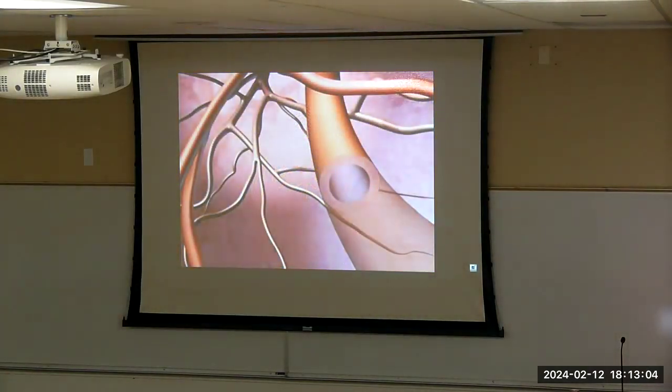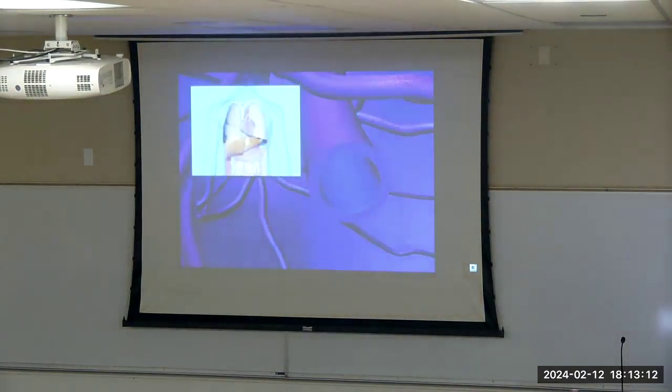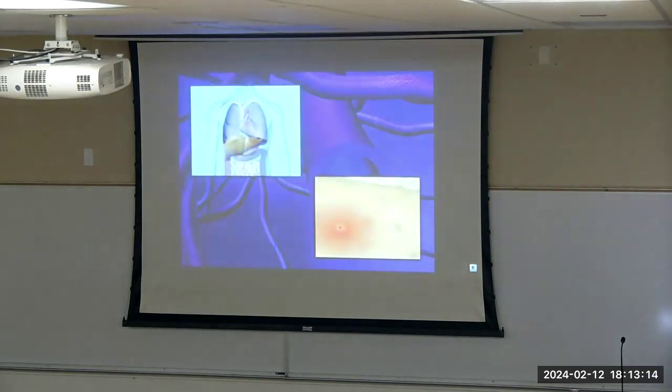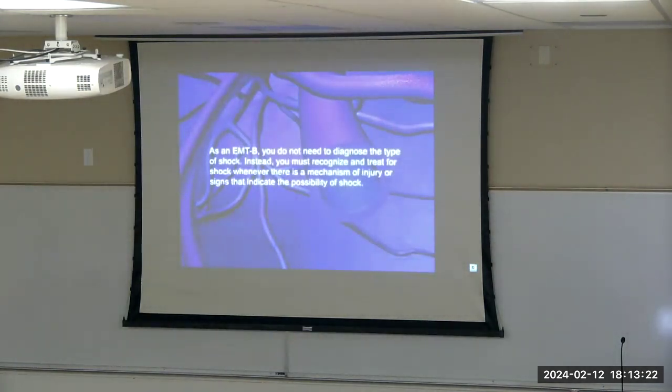Neurogenic shock may result from the uncontrolled dilation of blood vessels due to nerve paralysis in spinal cord injuries. There is no blood loss, but the blood vessel dilation increases the capacity of the circulatory system, and available blood can no longer fill it. Sepsis, massive infection, or an anaphylactic or severe allergic reaction may also cause shock from blood vessel dilation. As an EMT-B, you do not need to diagnose the type of shock. Instead, you must recognize and treat for shock whenever there is a mechanism of injury or signs that indicate the possibility of shock.